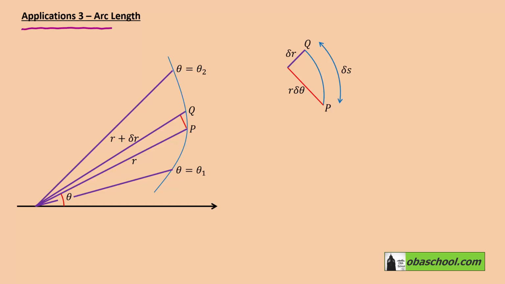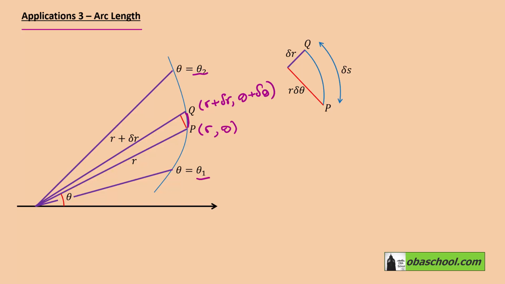The next application we're going to look at is finding arc length. And here in this diagram, we'd be finding the length around the curve from θ1 to θ2 as shown. We consider a small element of that arc length here. P, as before, would be r, theta, and Q, as before, would be r plus delta r, theta plus delta theta.